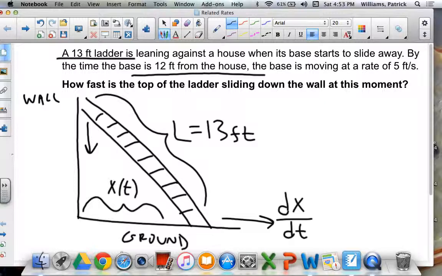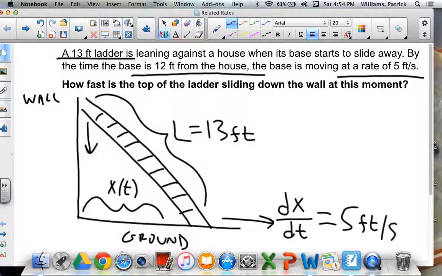So we know that the base is moving at a rate of 5 feet per second. Again, seeing even the units, feet per second, that is also a rate. What does that rate represent? Well, it represents dx/dt, which we just wrote right here.